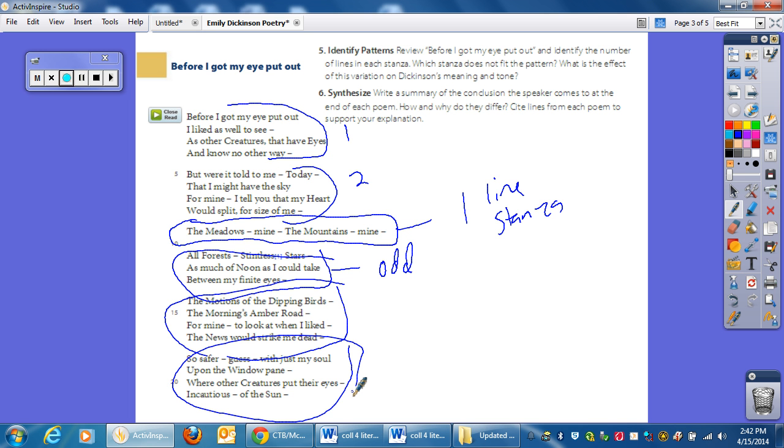So when we see stanzas in poetry, that's patterns that we need to look for. And the question you need to ask yourself is, why does the author do those types of patterns?